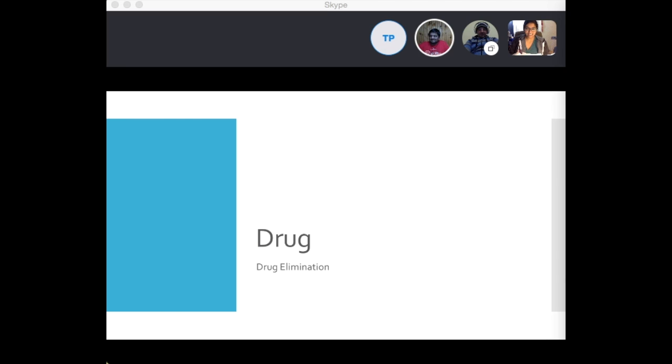Alright, so any questions on that before we move on to drug elimination? Why do you want to eliminate drugs? Because you don't want them in your system forever.